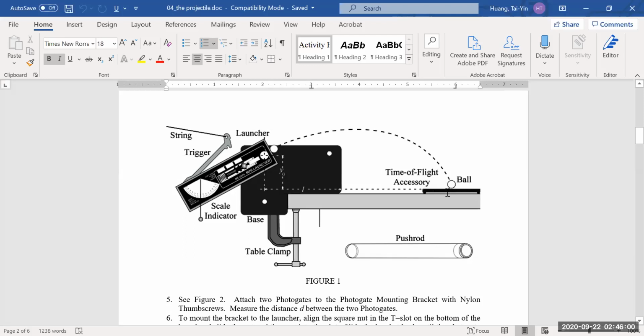On the tabletop, there's a sensor that's connected to a computer. The computer is going to measure the flight time. In addition to that, it also provides information that you can use to estimate the initial velocity of the ball.